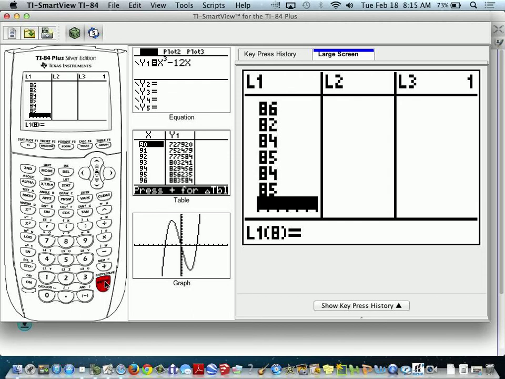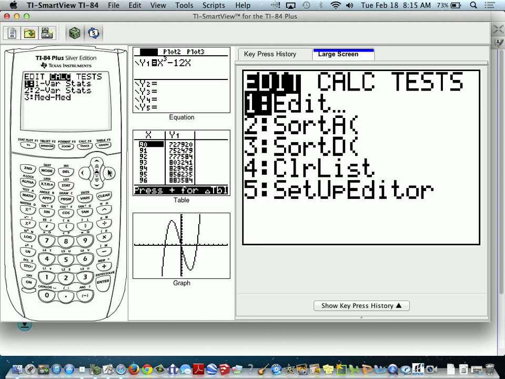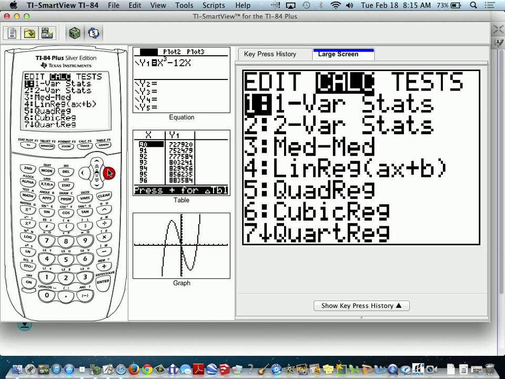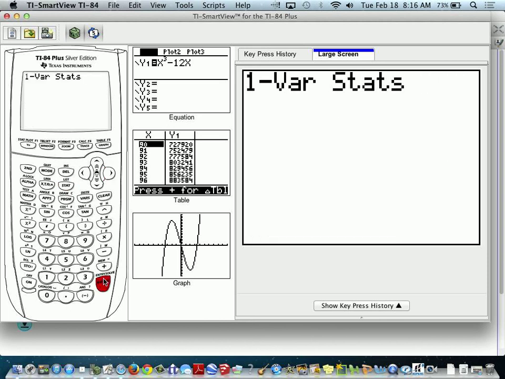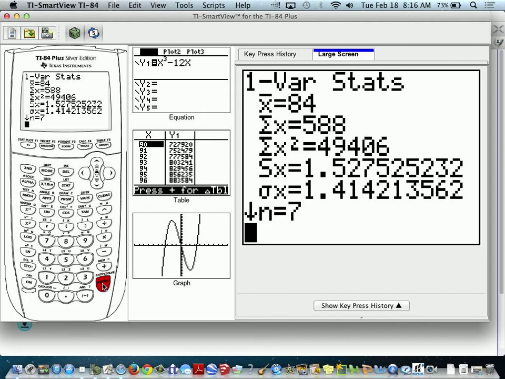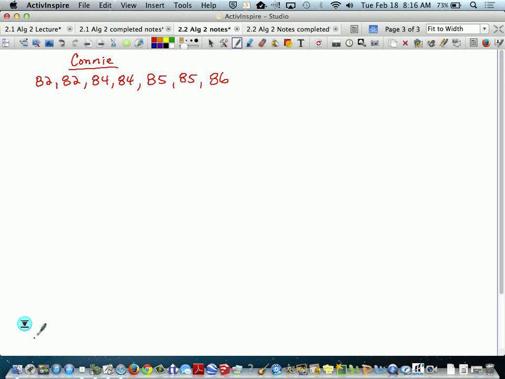We're going to go to stat, calculate, one variable statistics. Calculator basically says, are you sure you want to do that? Yes, I'm sure I want to do that. So, x bar tells us what? That's the mean.